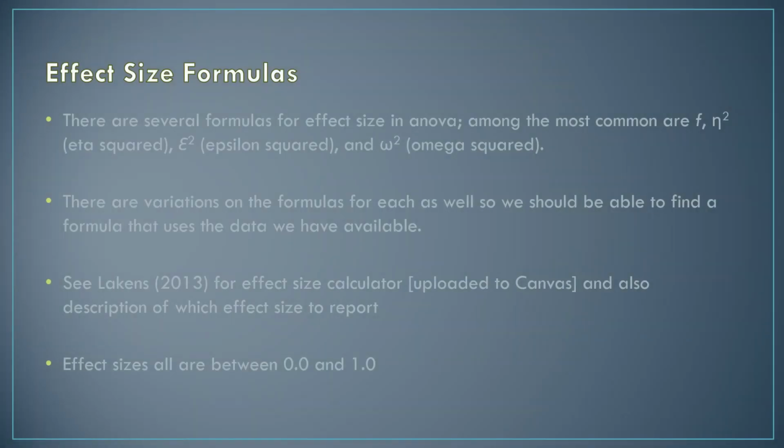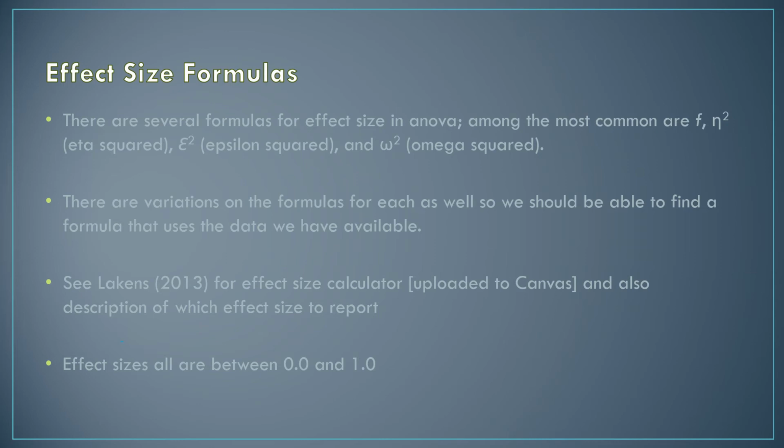Most commonly for ANOVA analyses, where you're using an F ratio or an F distribution statistic, we usually are using eta squared, epsilon squared, or omega squared. But again, which of your effect size formulas you use is all based on the context and the industry in which the research is being conducted.